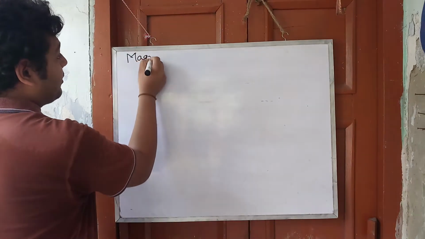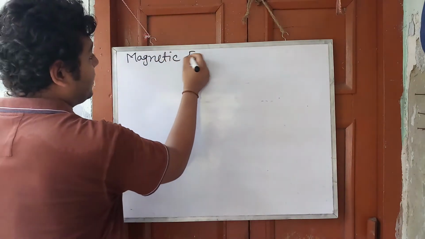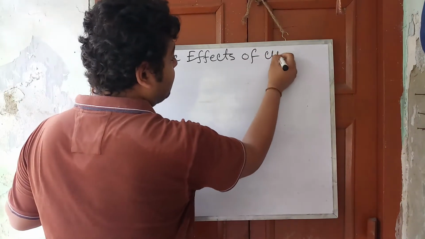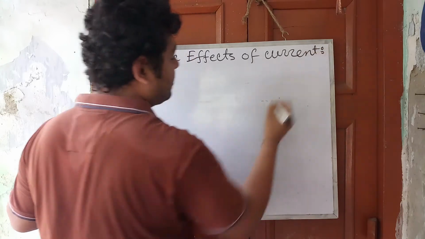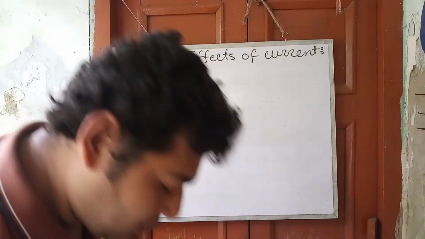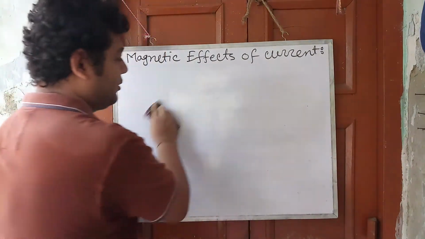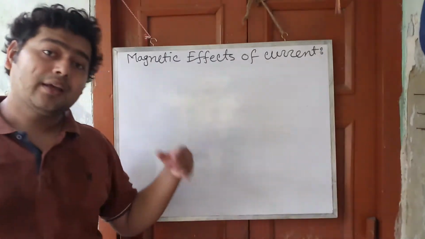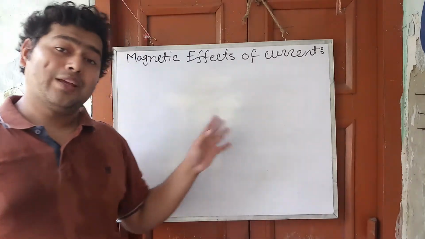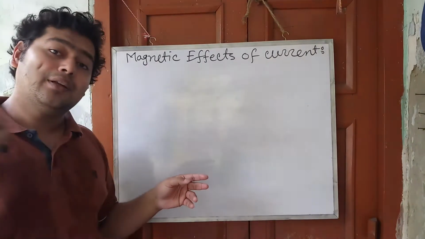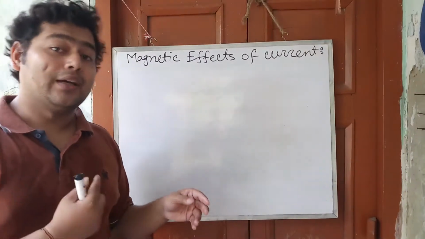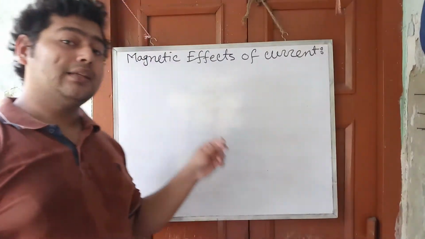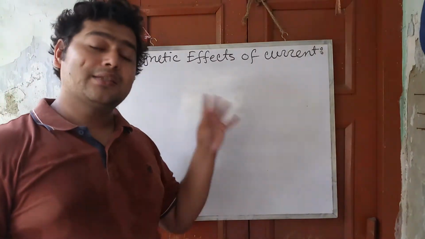Magnetic effects of current. What is the magnetic effect of current? By flowing current we get a magnetic field around the conducting wire. This phenomenon is called the magnetic effect of current, and it was discovered by the scientist Oersted.